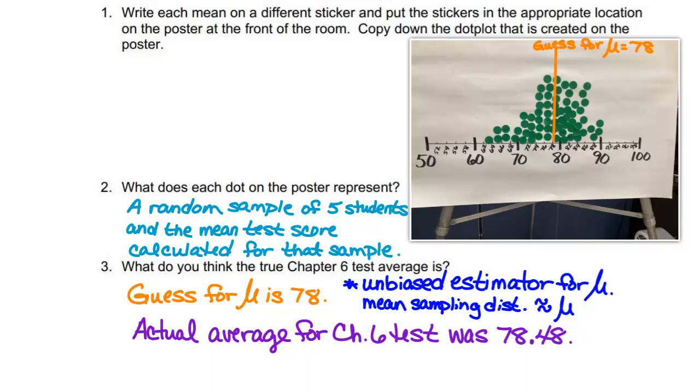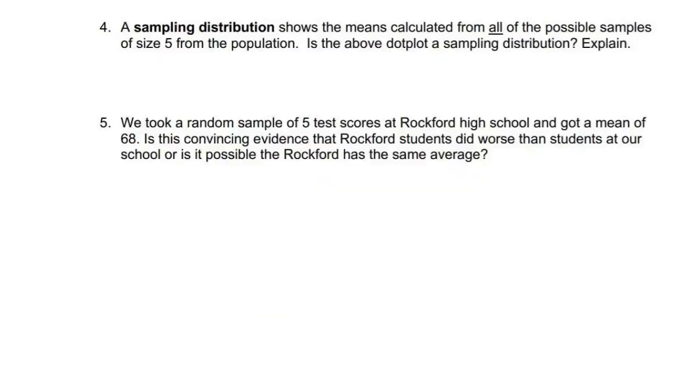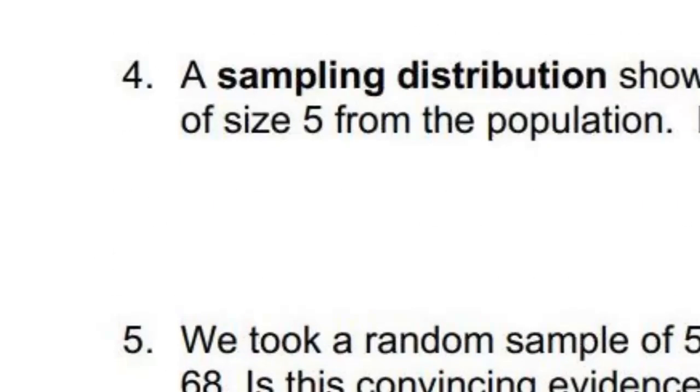Did we take every single possible sample of size 5? No, we have 68 dots up here. How many samples of size 5 are possible? Or how would I figure that out? Yes, we're going to do nCr. We're going to do a combination. So I'm going to say, no, we didn't take all possible samples.